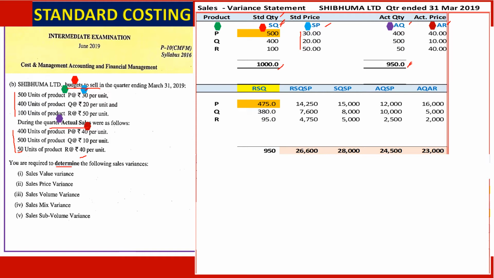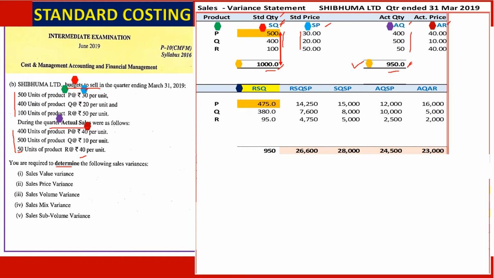When we start solving the problem, first we have to look into the actual of 950, but the standard was 1000. There is a requirement to find out the standard quantity for the actual achievement. For 950, what should have been the standard mix? For example, for 1000, the ratio is 5:4:1. If it is 950, how does 5:4:1 work out? That comes as a part of the procedure, which we will do like this.